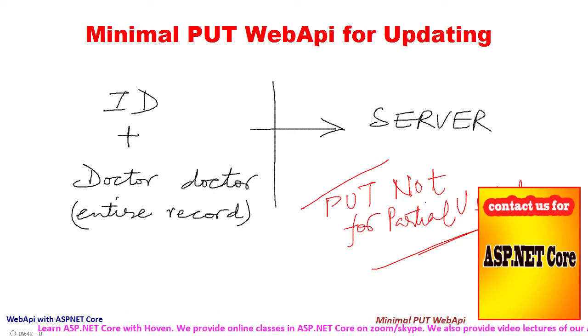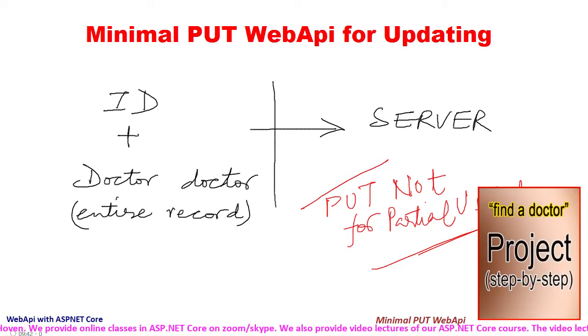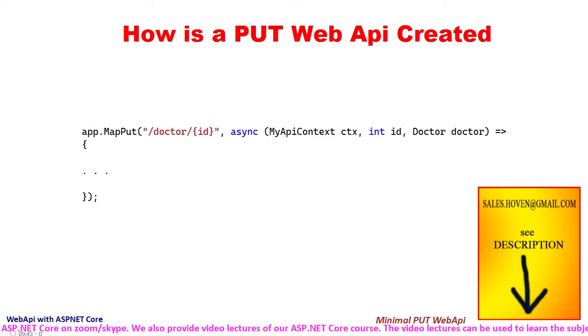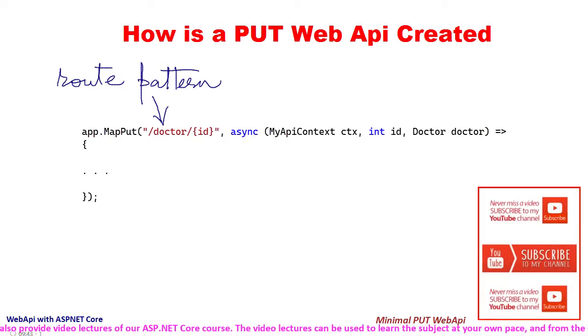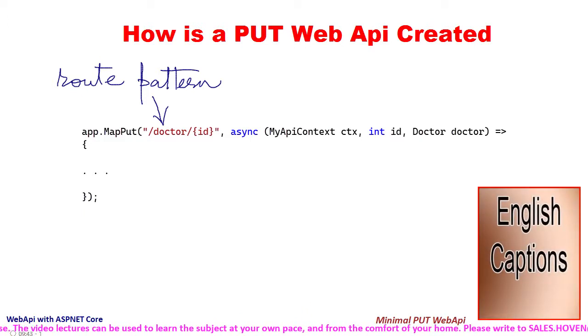But this is not the topic of this tutorial. Today we shall focus on the HTTP put type of WebAPI. A put WebAPI is created with the map put function. The first argument is the route pattern for the WebAPI. The ID of the record is a part of the route parameter.